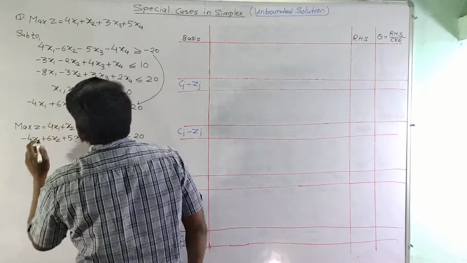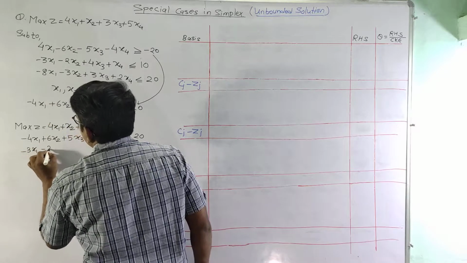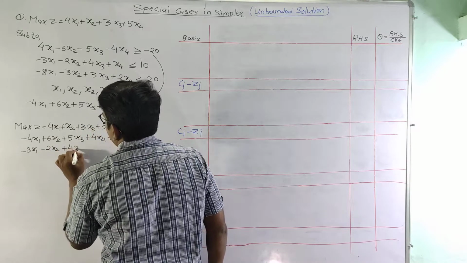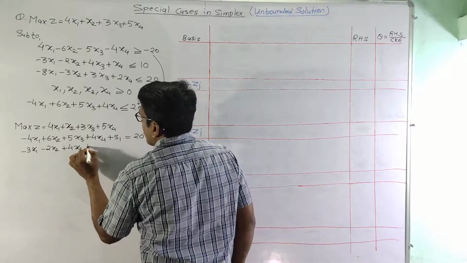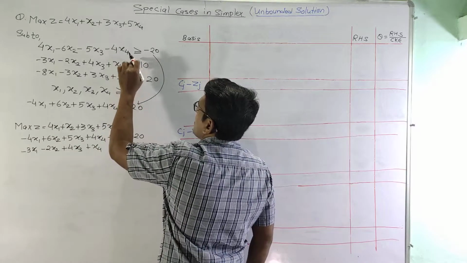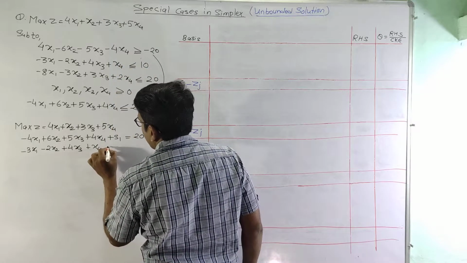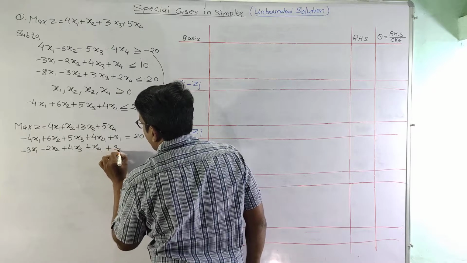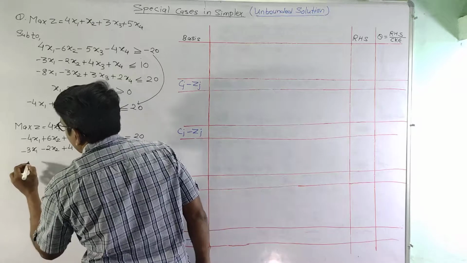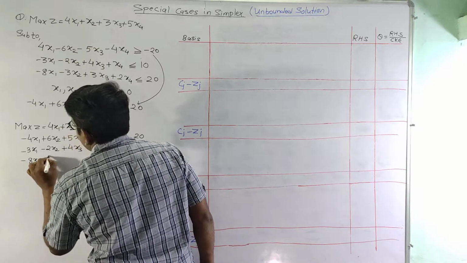Now the second equation, -3x1 - 2x2 + 4x3 + x4, and here also we have a less than or equal to sign. So to make it an equality we must add a slack variable here. So this will be + s2 = 10.